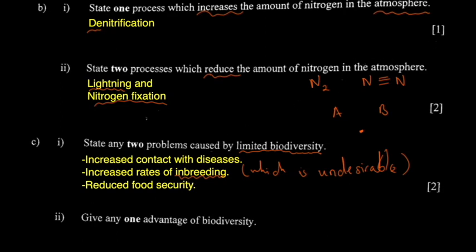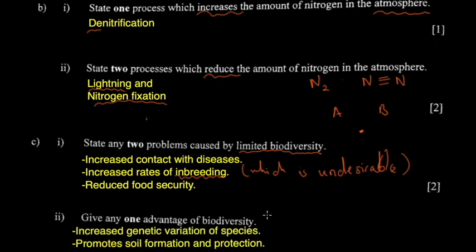Let me move to the next part. It says give any one advantage of biodiversity. We were discussing problems, now we are discussing advantages. So increased genetic variation, which is a little bit on the contrast of what we are talking about here. Promote soil formation and protection. Those are two advantages of biodiversity, and you're only asked to state one. But it's okay.